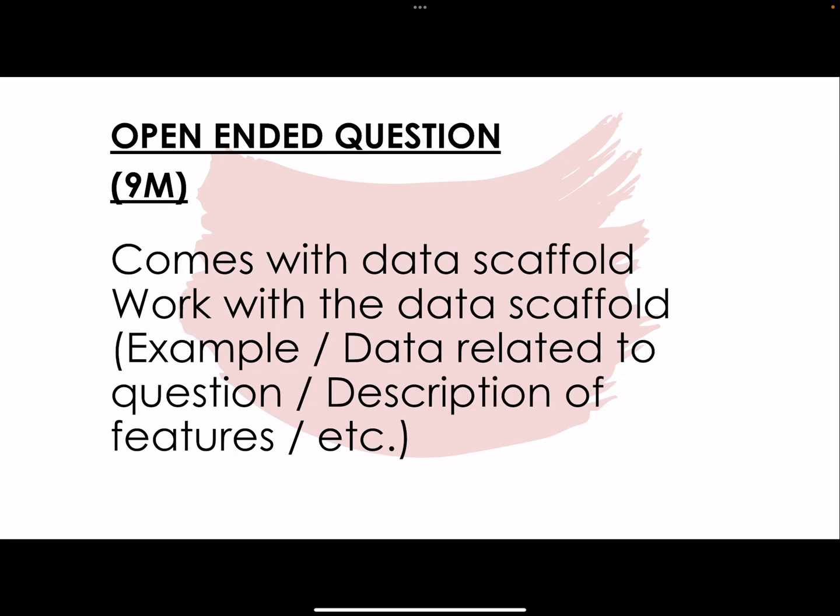Now, if you take a look at your 9-mark question, based on the sample paper that we've been given, it comes with some data scaffold. It can be in terms of numerical data, it can be in terms of infographics, it can be in terms of a table of exemplars, right? It can also be in terms of description of certain features, depending on the question itself. So you need to remember that this data scaffold is there to help you, right? So this is Cambridge's olive branch to you. When you look at the question itself, you will realize that the scaffold data that's given to you will come in handy at some point.